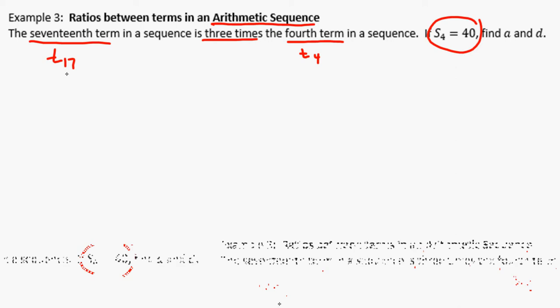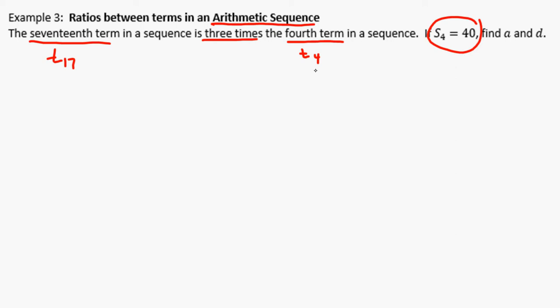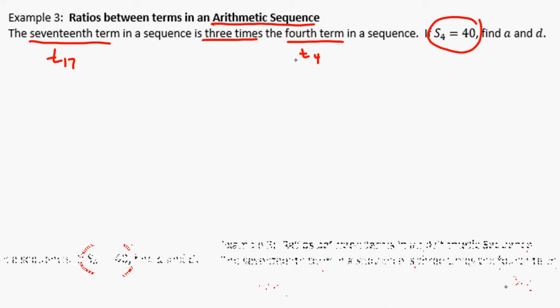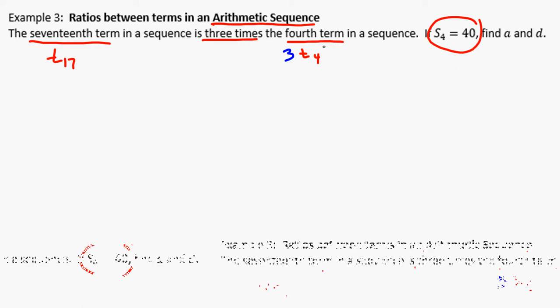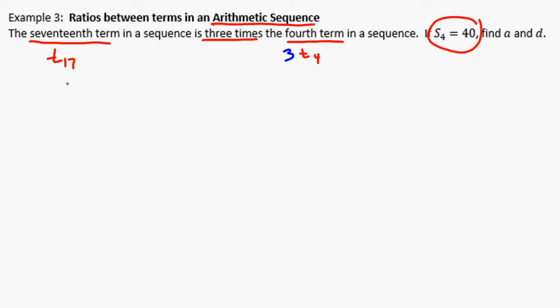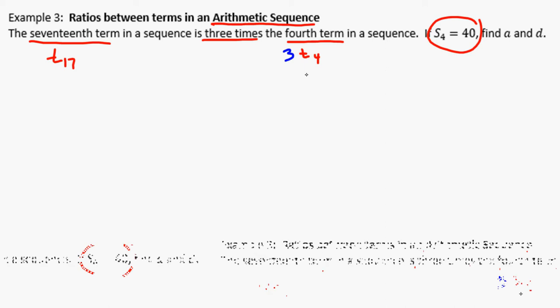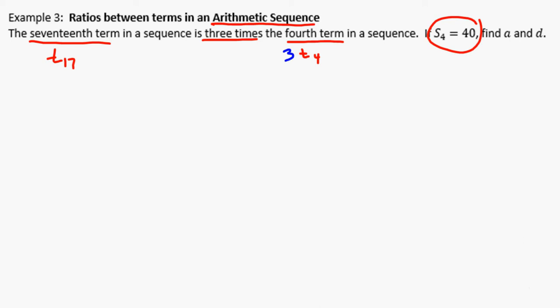So if this was, let's say this was 12, this would be 4. So how do I balance them out? To balance them out, what I'm going to do is I'm going to multiply this guy by 3. It seems counterintuitive though, doesn't it? 17th term is 3 times the 4th term. But again, let's use this numeric example. Let's say that my 17th term was 12. Then this would be a third of that, right? Because this is 3 times, so this would be 4. So to balance them out, my first equation will be this. T17 is equal to 3 times T4.